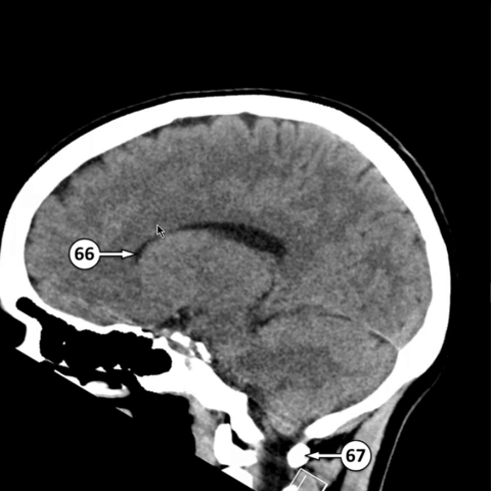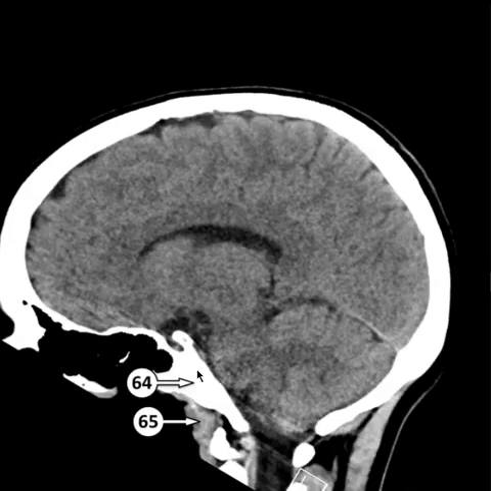66, this is the frontal horn of the lateral ventricle. 67 is the posterior arch of C1. 64, this is the clivus. And 65 is the pharyngeal tonsil.